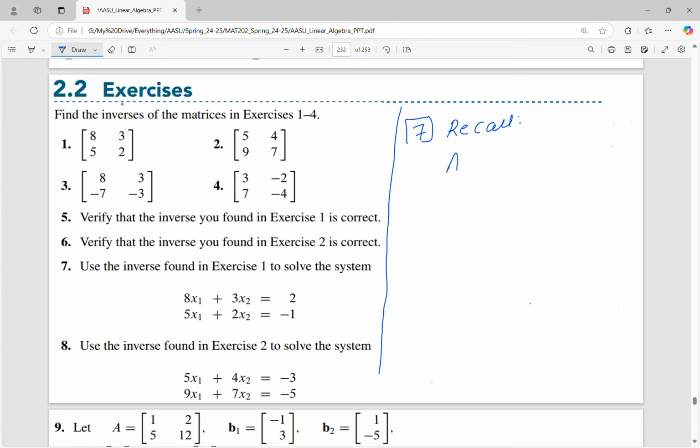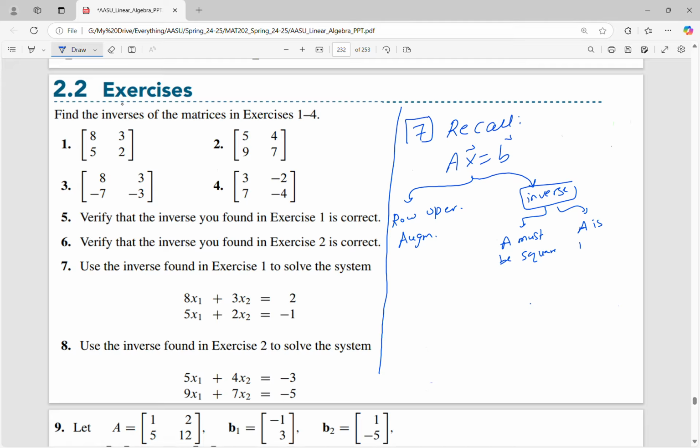How do we solve Ax equals B? I can solve this by row operations. So I write the augmented matrix and we do all the details. هذا الشيء عملناه بالتفصيل. The other idea, we can use the inverse. But to use the inverse, I have some restrictions. The matrix A must be square. Not only that, but also the matrix A must be invertible.